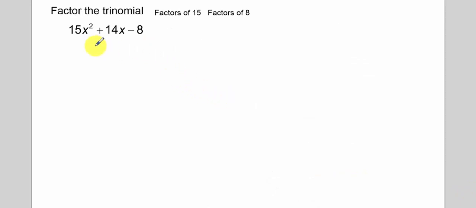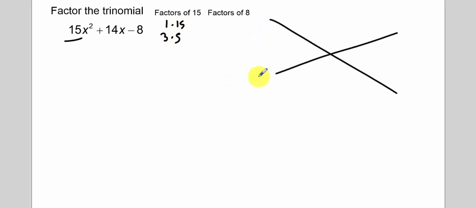Again, that X method is used anytime the coefficient in front has more than one set of factors. So in this case, 1 and 15, 3 and 5, I'm going to the X method. AC plus or minus B. 8 and 15, when I multiply those together, that's going to get me 120. And then I need a positive 14 when I add. So again, it's going to be necessary to maybe use a calculator and figure out what multiplies to negative 120, adds to 14.